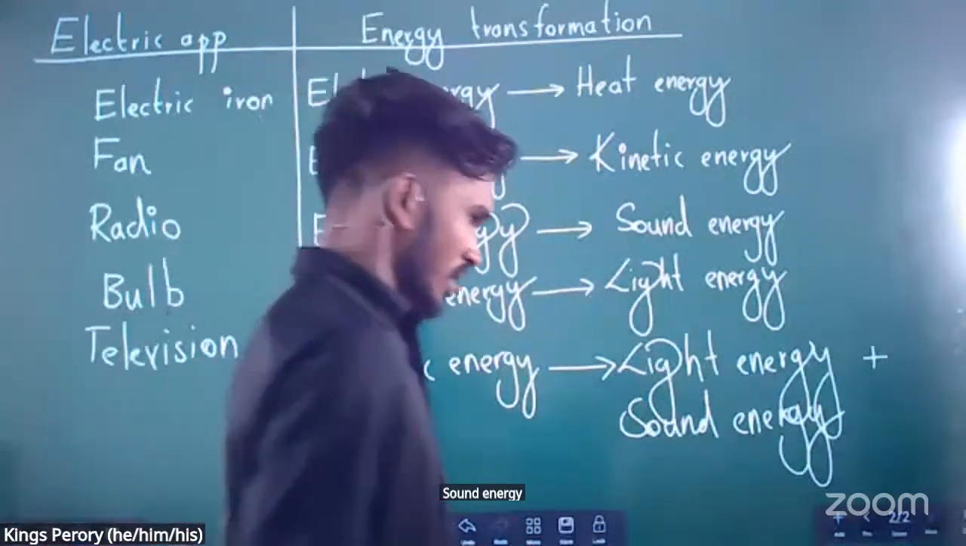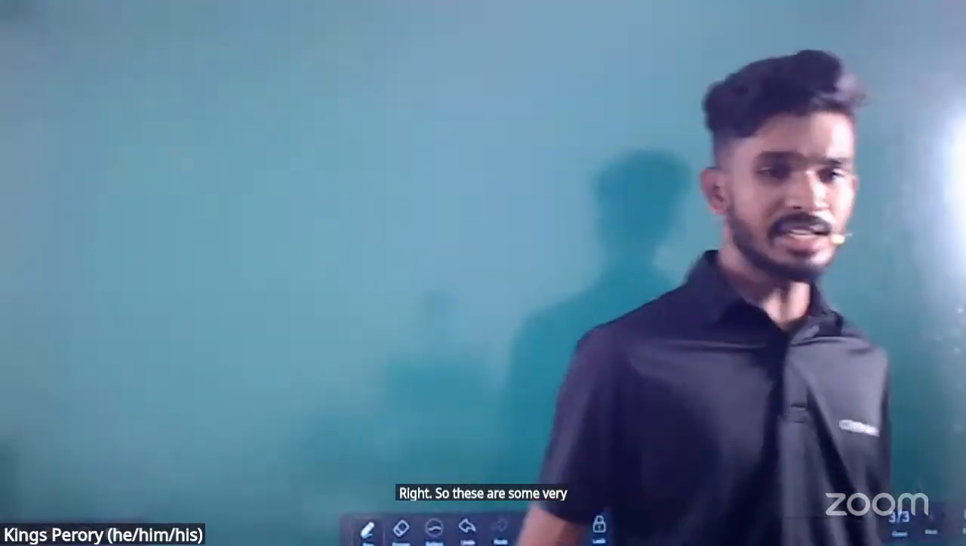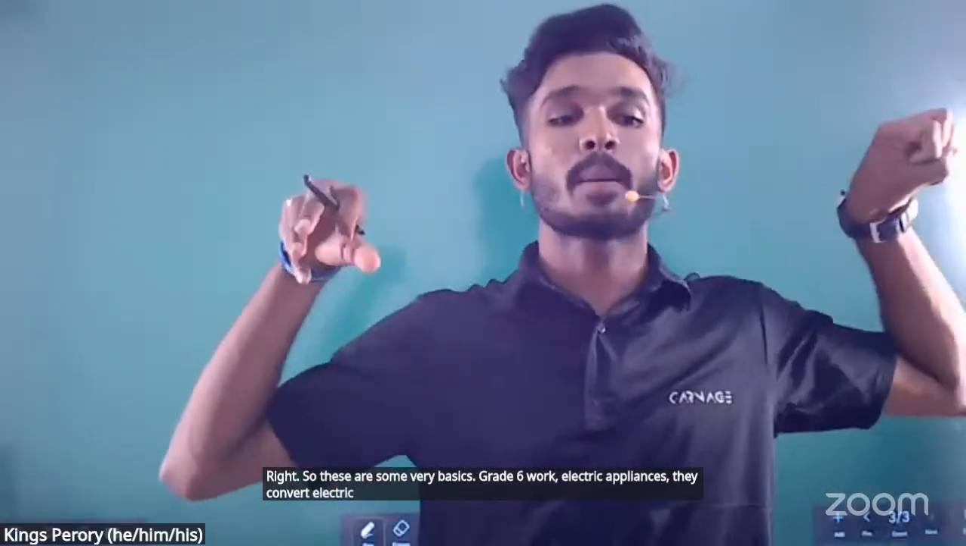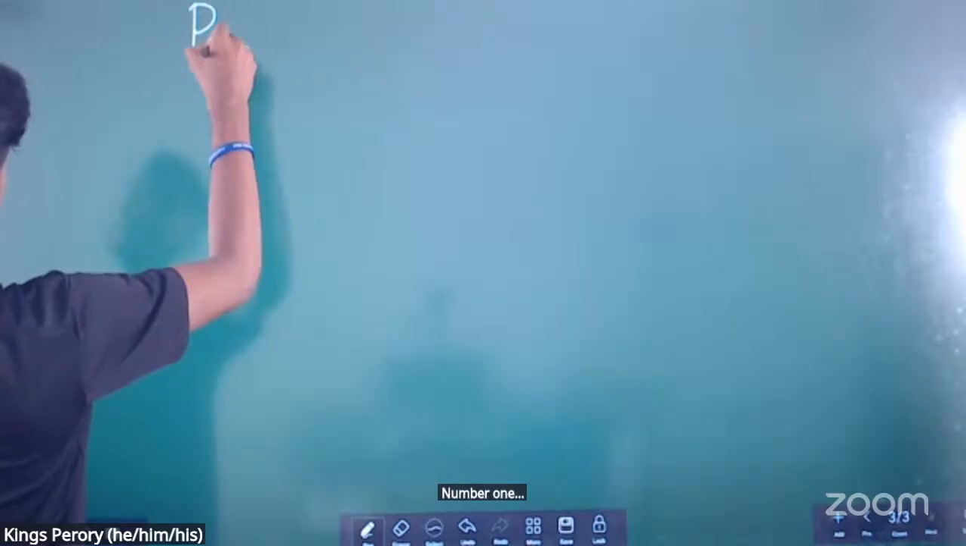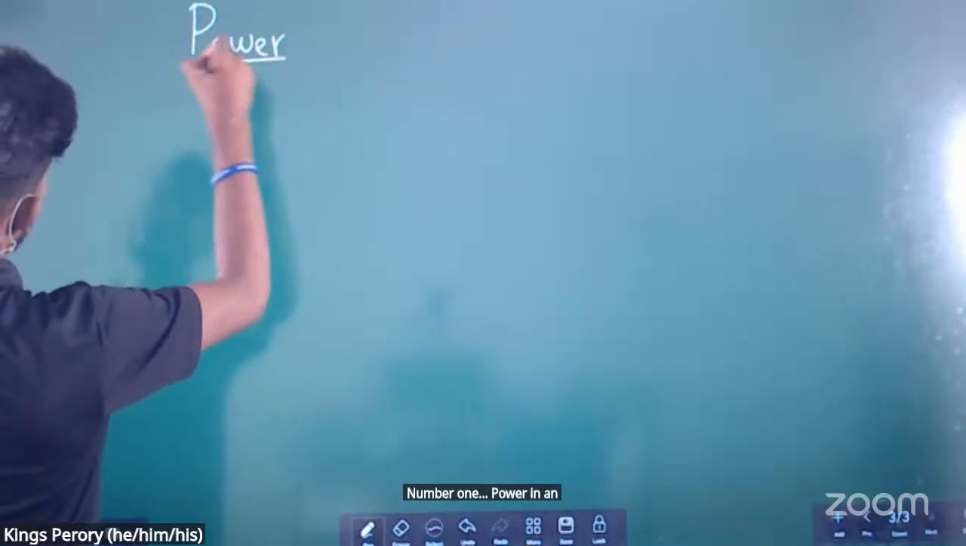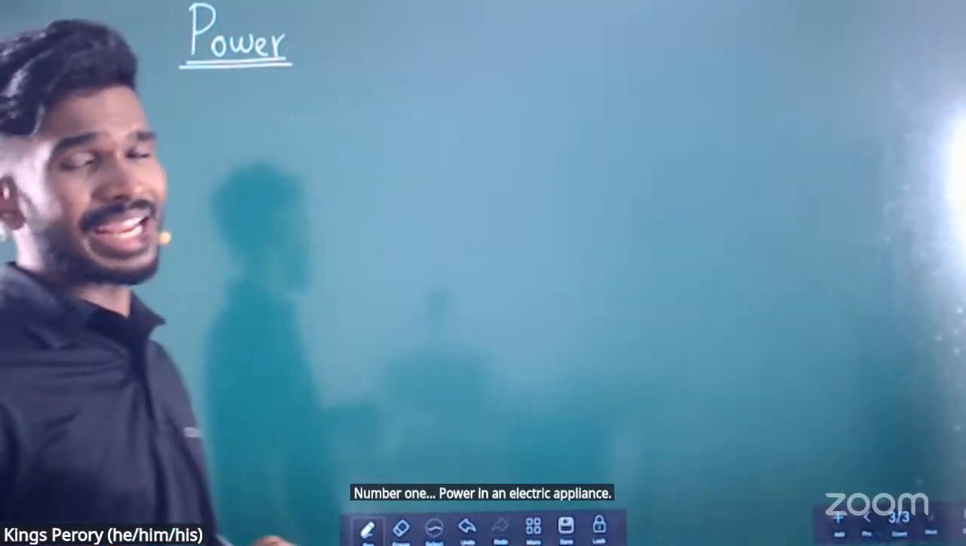Right. So these are some very basics. Grade 6 work. Electric appliances convert electric energy into some other form of energy. Right. Now we have two important things to learn in this section. Number one, power in an electric appliance.